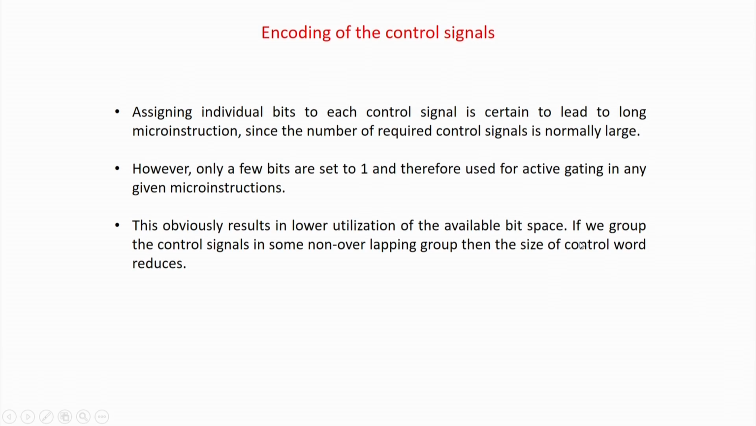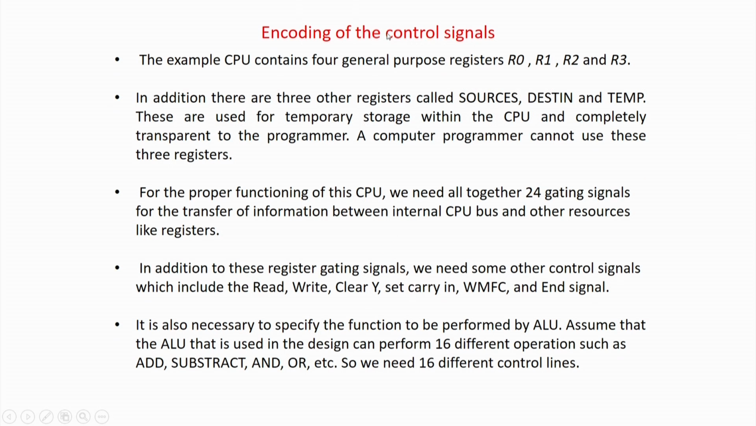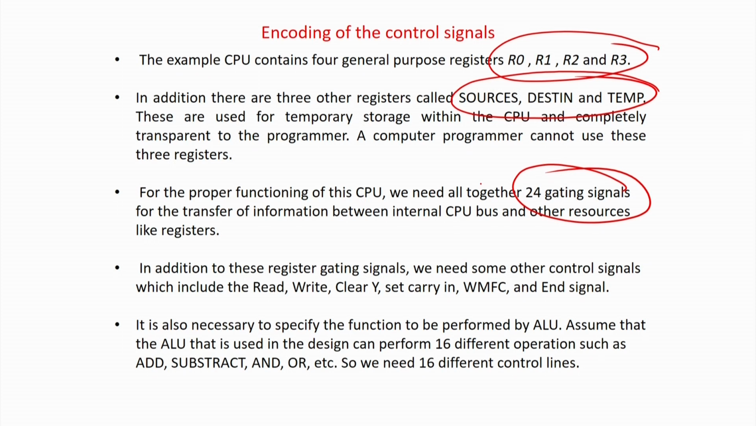Already we have discussed so many times, this will be a horizontal microprogram. So, this will obviously lead to lower bit space utilization, which is the case in a horizontal microprogram. As I told you, we are assuming that there are 4 user purpose registers, there are 3 source registers, there are 3 central registers, and basically, as we have counted, a memory address register, memory data register, Z, Y. So, there are 24 gating signals as we have counted in that figure.